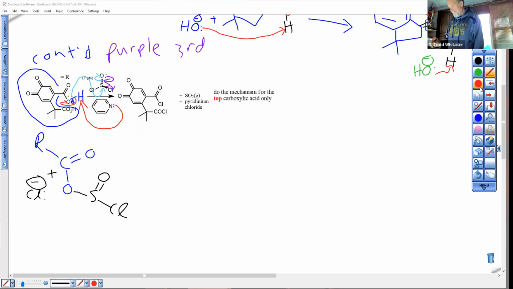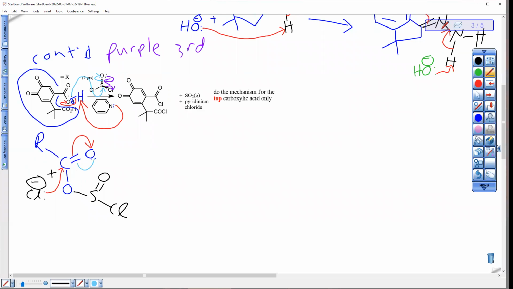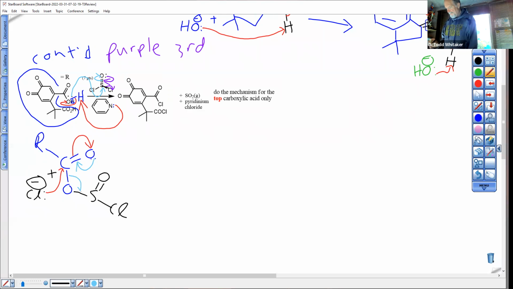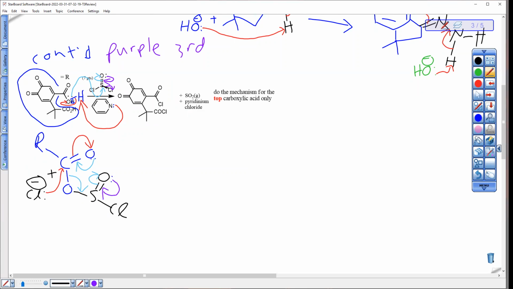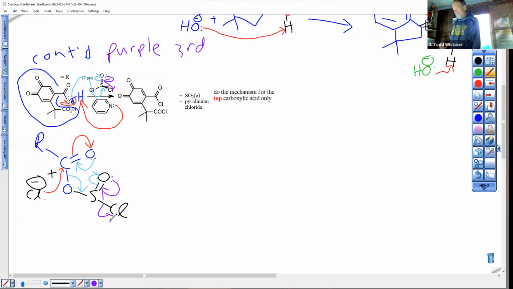Cl minus attacks. Pi becomes lone pair. Lone pair resonates back. This resonates in. This resonates to O minus. O minus resonates back. A little seesaw action going here. And all the products you need are there. I know it's a 7-point mechanism, but remember, you did 3 steps here and 3 here. There's a lot of intermediates we didn't have to draw as long as we're carefully labeling our color scheme.